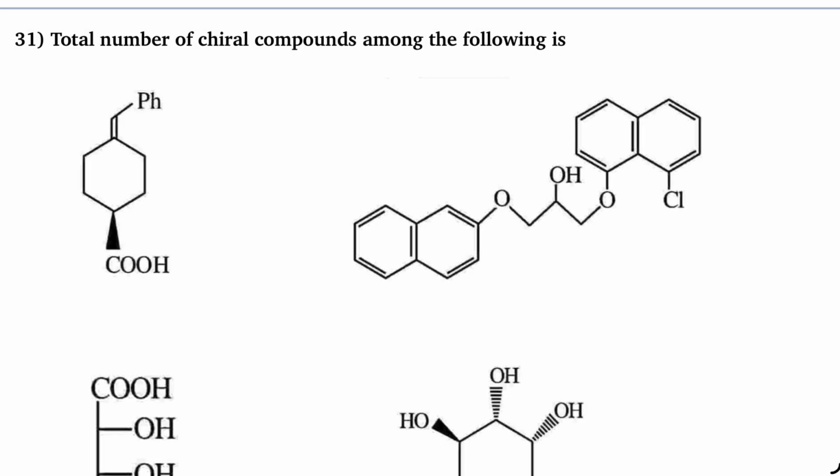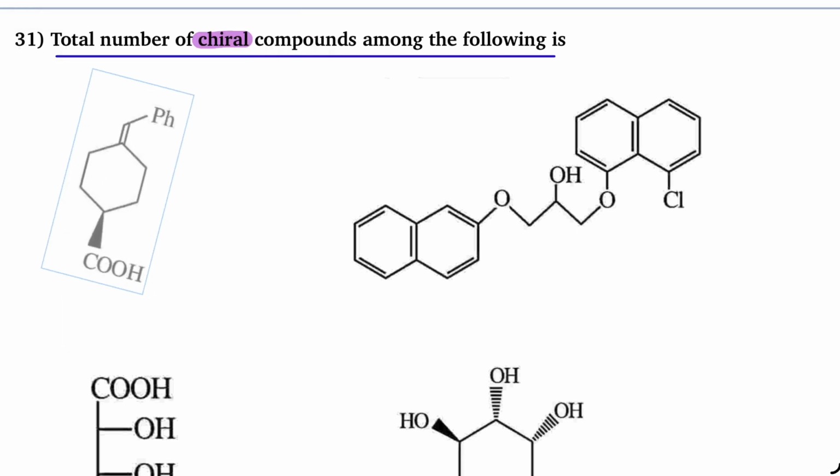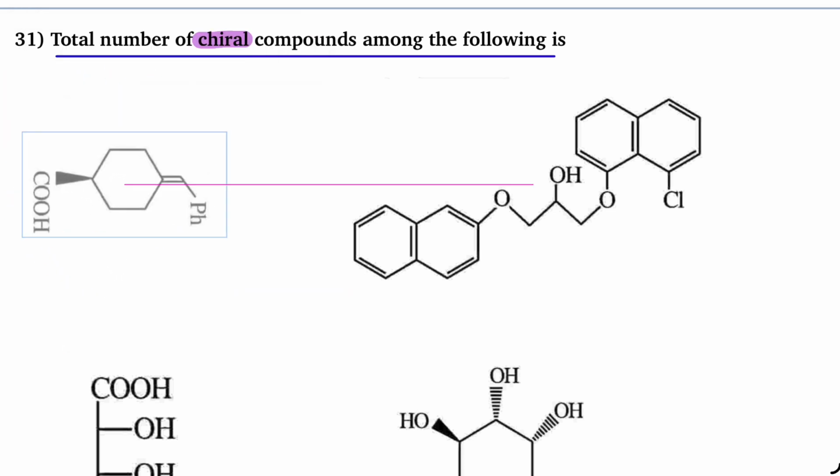The next question, the total number of chiral compounds among the following. He is asking chiral compounds, optically active compounds. In this, if you see the first example, this is not having any chiral center. Of course this is not a chiral center because these two groups are same. But in this what happened is cycloalkylidine, cycloalkane, that is the case it is.